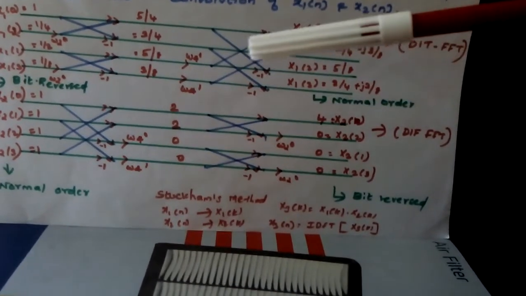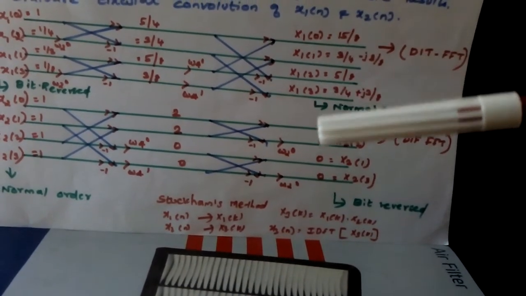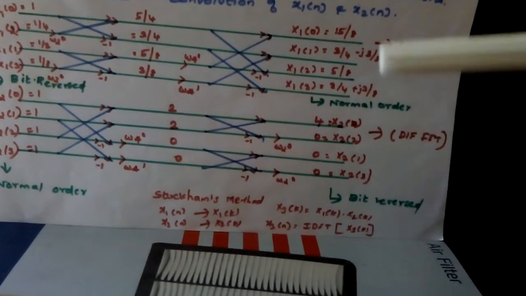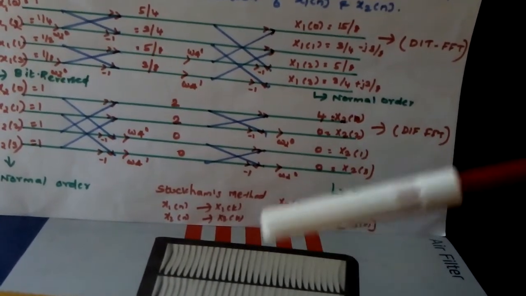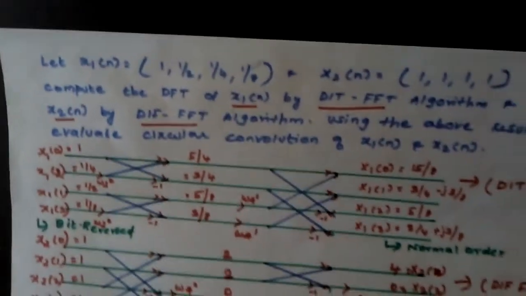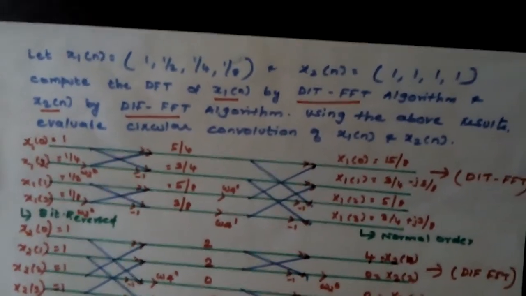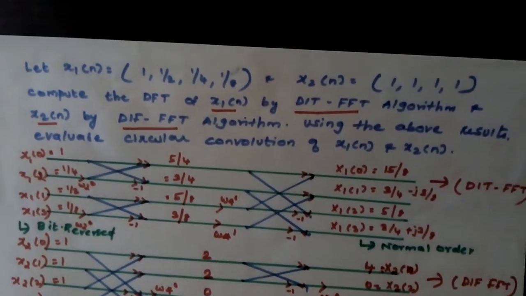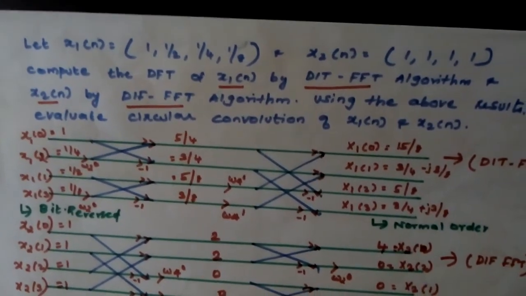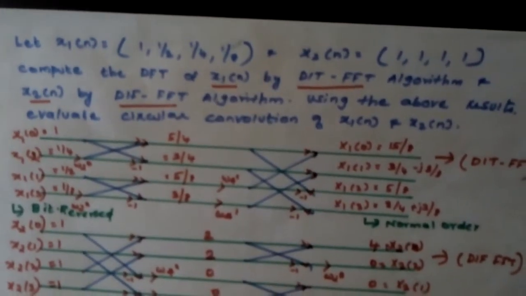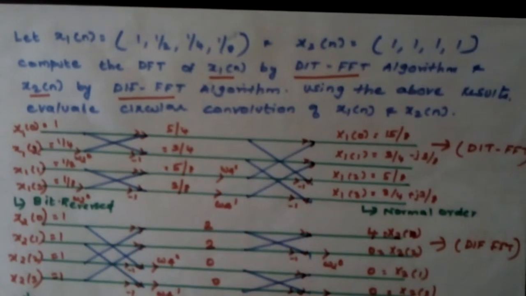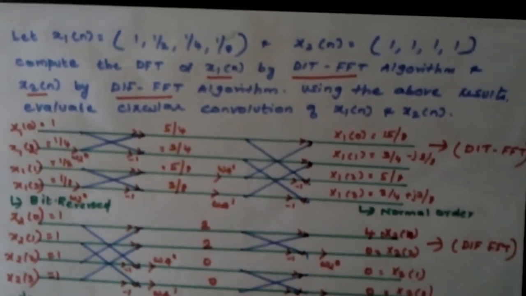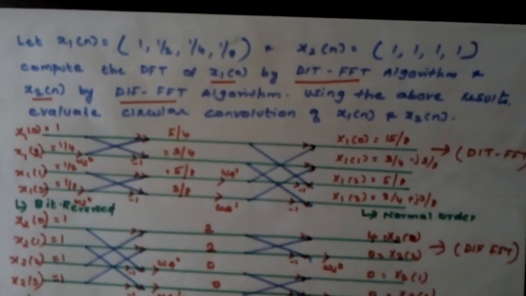So we have to find X1 of k, that is X1 of 0 to X1 of 3, and again X2 of 0 to X2 of 3. Then we make the product of these two, and for this product sequence we take the inverse, so we'll get the output sequence. The sequences are given as x1 of n and x2 of n, but they have given the condition that x1 of n should use the DIT FFT algorithm and x2 of n the DIF FFT algorithm. If they don't mention it, you can use any one of the algorithms. Using the above results, evaluate the circular convolution of x1 of n and x2 of n. Circular convolution is nothing but x1 of n convolved with x2 of n.